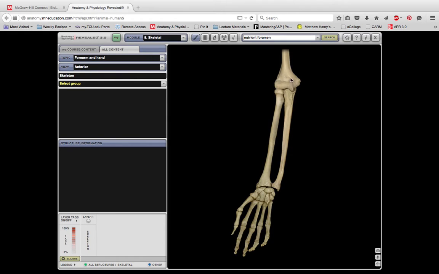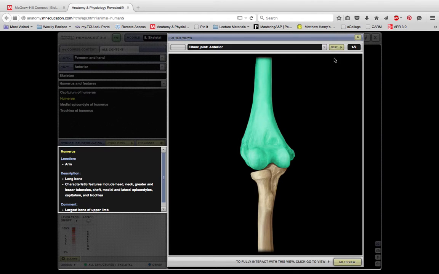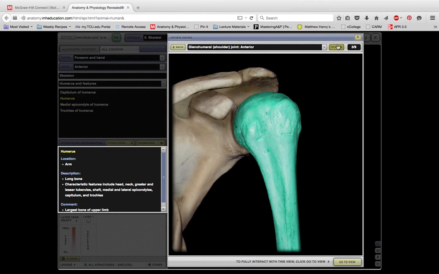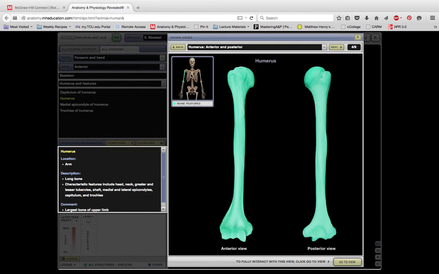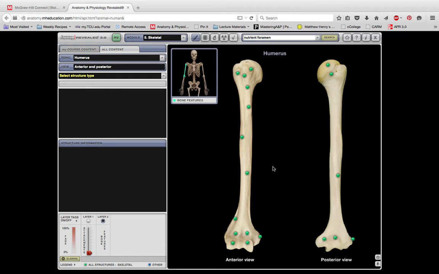So the humerus right here is going to articulate with the radius and the ulna. We're going to start by examining the humerus itself. We're going to go to other views and zoom out just a little bit so that you can see where it articulates, or just where it looks on its own. So there's your humerus. Looking at this particular view, you can see both views of what would be the right humerus. So we'll go ahead and eliminate the green color.